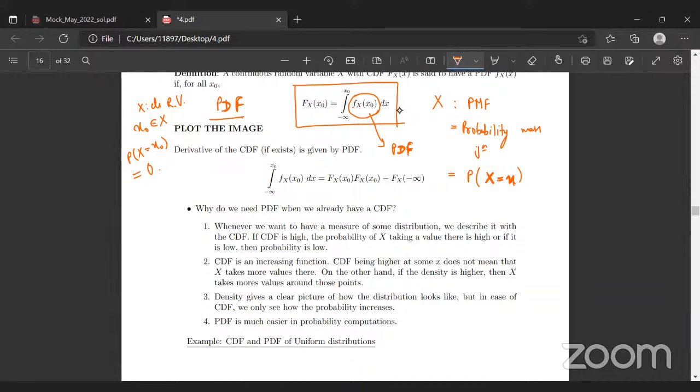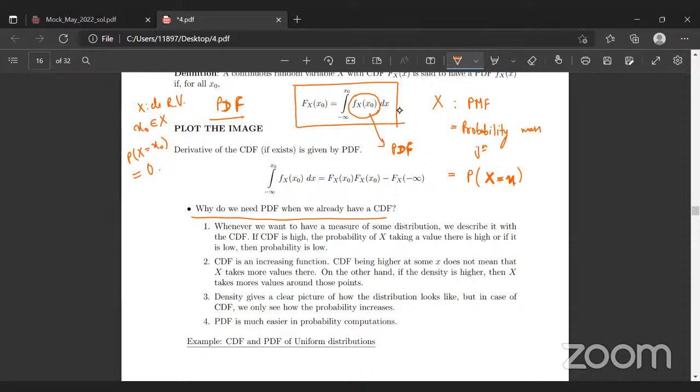Yeah, so here we have a few points that we have listed. Why do we need PDF when we already have a CDF, right? Yeah, but especially when PDF at any value is 0, what do I need it for actually? When do I use it? Let me ask. Okay, ask.